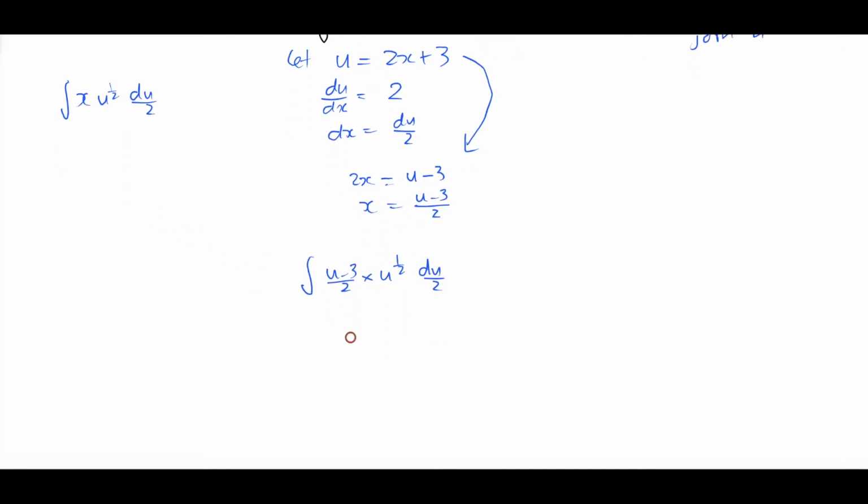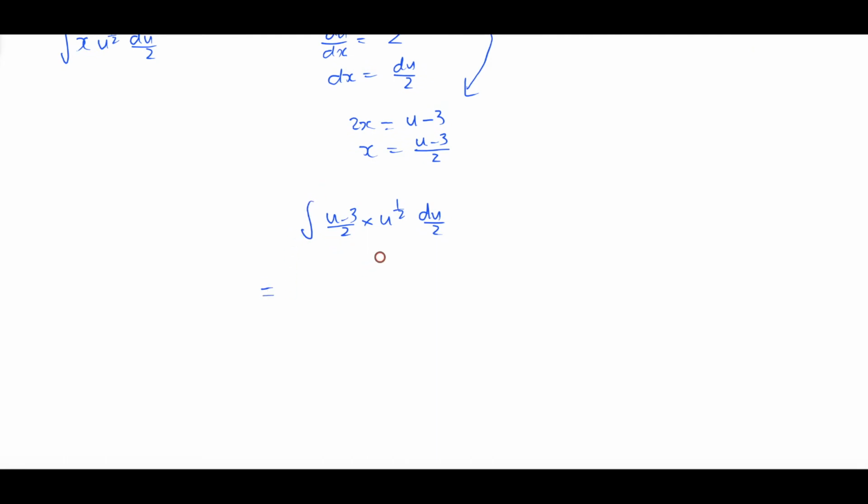Once you do that, you can bring the 2 and the 2 out, so that gives us the 1 on 4, and then that's u minus 3 multiplied by u to the power of half du, and then we just need to expand our bracket. u to the power of 1 multiplied by u to the power of half, we add the powers, so that's u to the power of 3 on 2, minus 3 times u to the power of half, and then we're going to antiderive in terms of u.